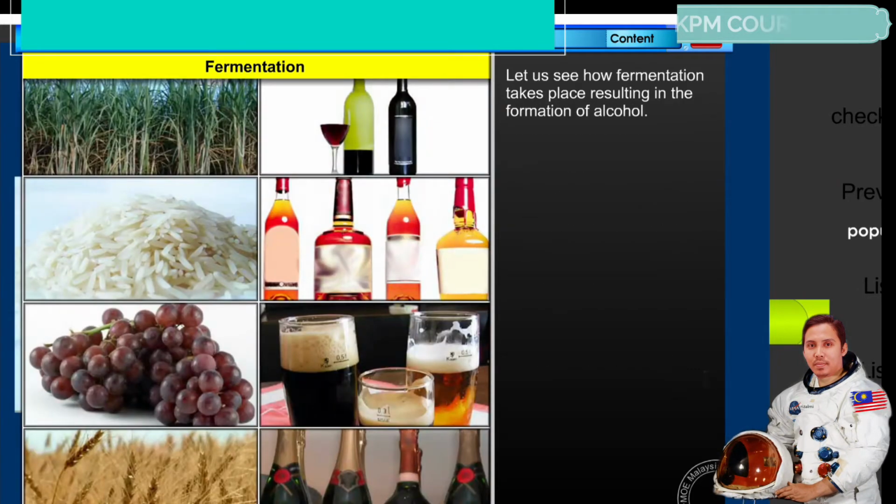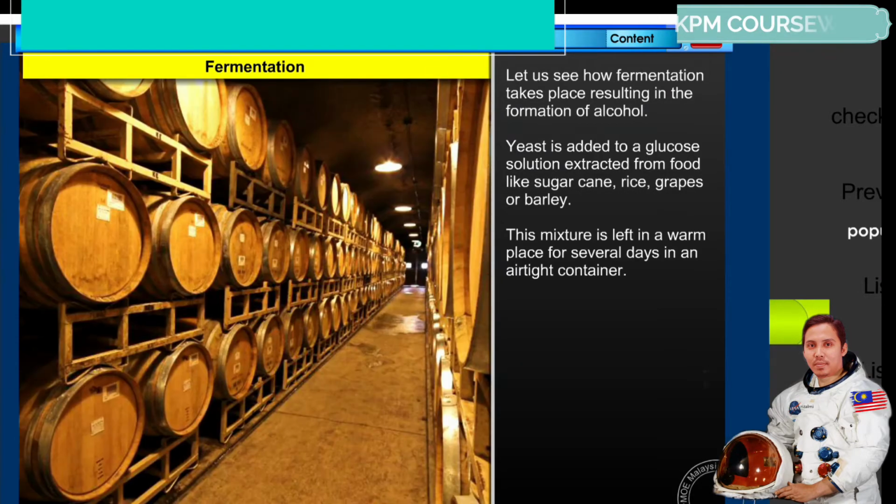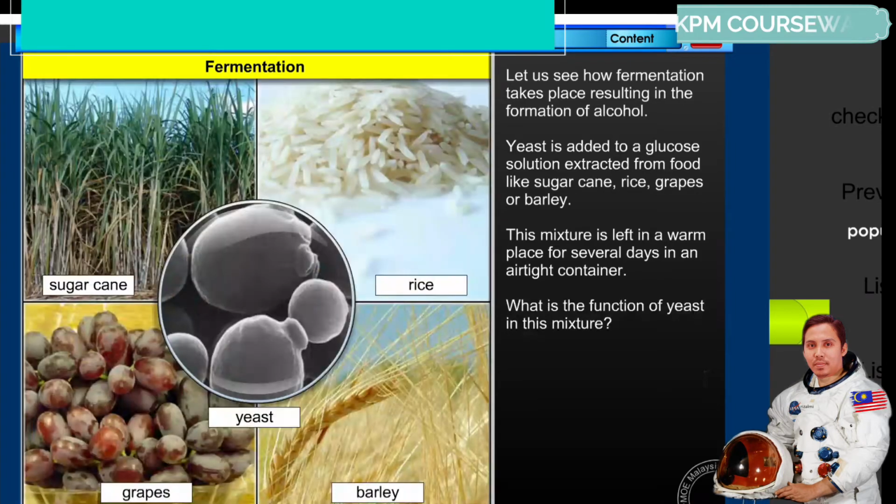Let us see how fermentation takes place, resulting in the formation of alcohol. Yeast is added to a glucose solution extracted from food like sugarcane, rice, grapes or barley. This mixture is left in a warm place for several days in an airtight container. What is the function of yeast in this mixture? Why is an airtight container used in this process?